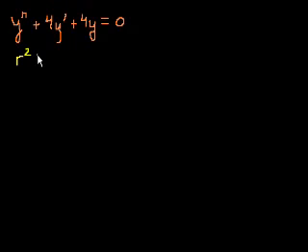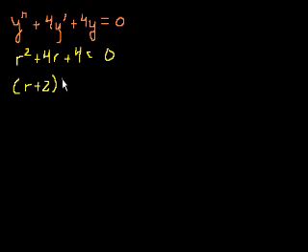That's r squared plus 4r plus 4 is equal to 0. This one's fairly easy to factor. We don't need the quadratic equation here. This is r plus 2 times r plus 2. And now something interesting happens, something that we haven't seen before. The two roots of our characteristic equation are actually the same number. r is equal to minus 2. So you can say we only have one solution or one root or a repeated root, however you want to say it. We only have one r that satisfies the characteristic equation.